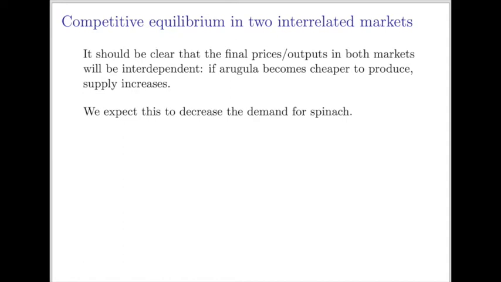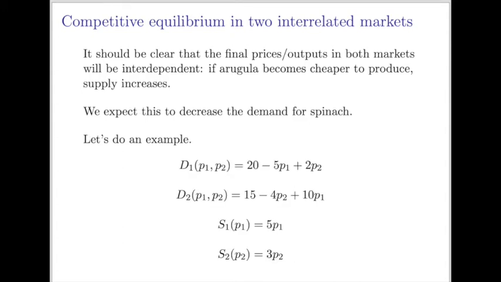Right, so it's clear from looking at those two equations that the final prices and therefore the output in both of the markets are going to depend on what's happening in the other market. So if arugula gets cheaper to produce, then that's going to cause an increase of supply. So what that's going to do is it's going to cause a decrease for demand in spinach. Right? So let's do an example.